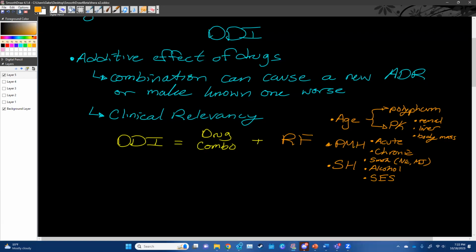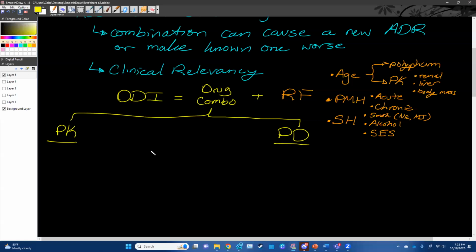When we talk about the drug combination itself, there's two broad categories that we care about. The first is the pharmacokinetic cause, PK, and the second is the pharmacodynamic cause. Some combination of drugs will cause both. Most will just cause one or the other.